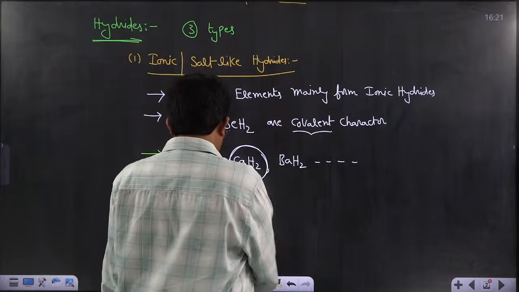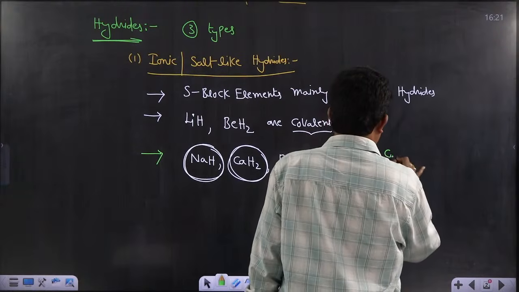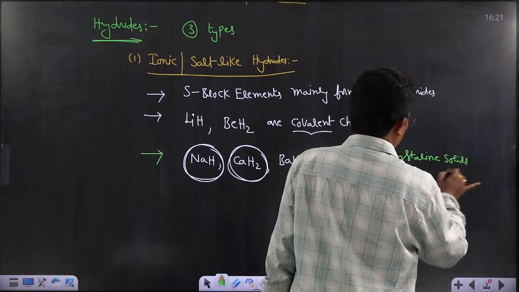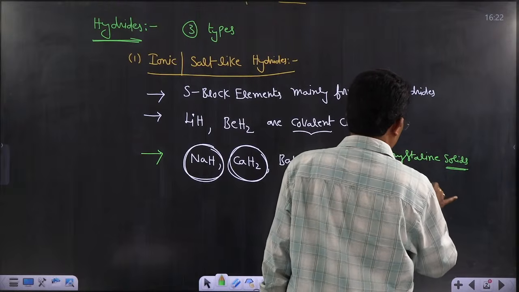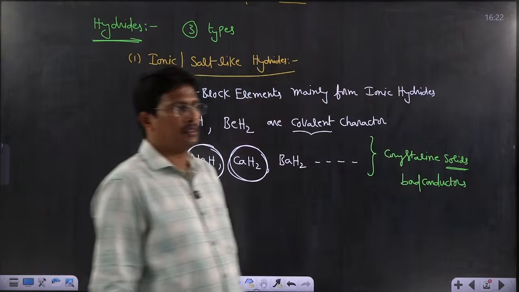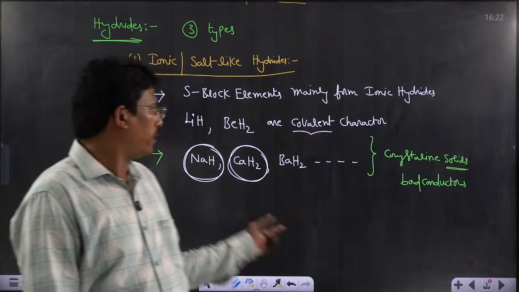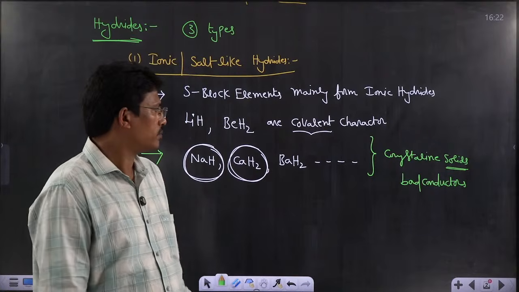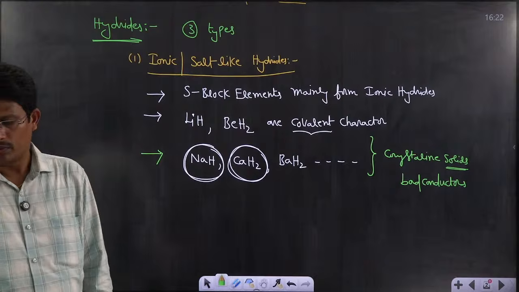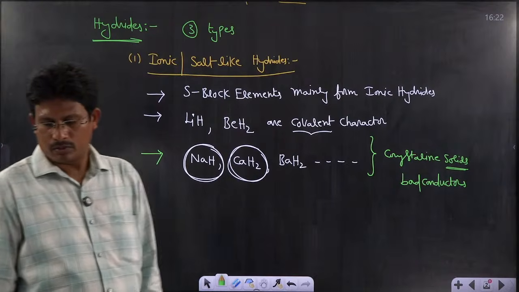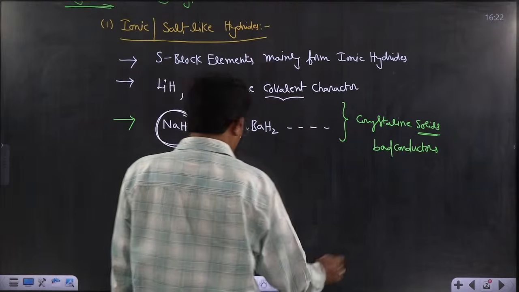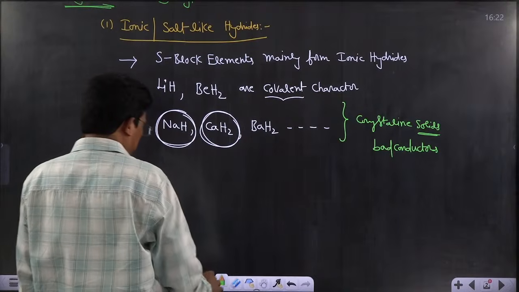All these hydrides exist as crystalline solids, close pack arrangement, and bad conductors of heat and electricity. Due to absence of free movement of ions, they act as bad conductors and exist in crystalline form. During electrolysis of these hydrides, H2 gas is produced at anode. It is important point.